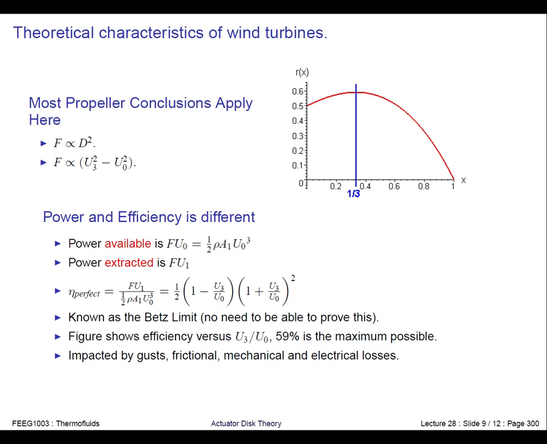Then we have to deal with fluctuating winds and directional changes. You have frictional losses on the bearings, mechanical losses on the gearboxes, and then electrical transmission losses on the high voltage side. So it's still reasonably efficient compared to a heat engine, and wind is effectively free energy, but it's not perfect, and there is a limit on what you can achieve.